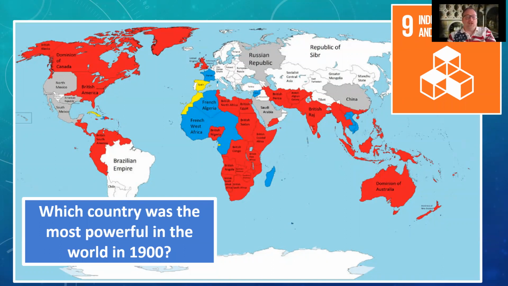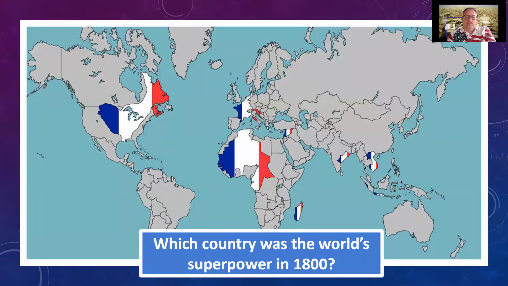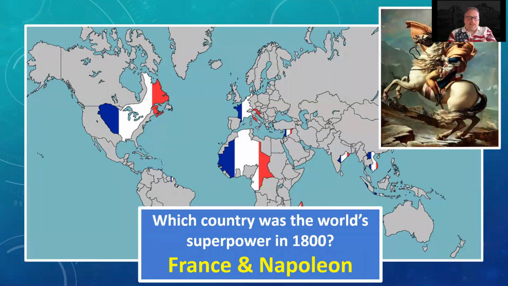Note the red splotch show basically how much control. Good. That's England during the British Empire, where they controlled 30% of the world. The most powerful company in the world was the East India Company. What about in 1800? Note there's a hint by the flag. Excellent. That's Napoleon in France. That's the Napoleonic region that shows up in 1800.